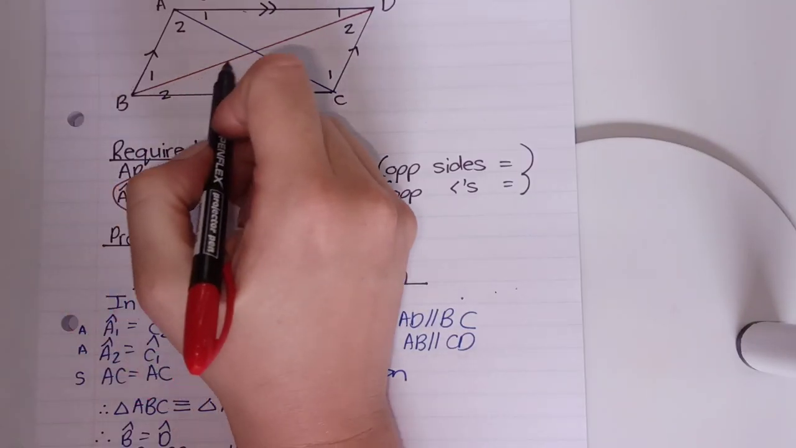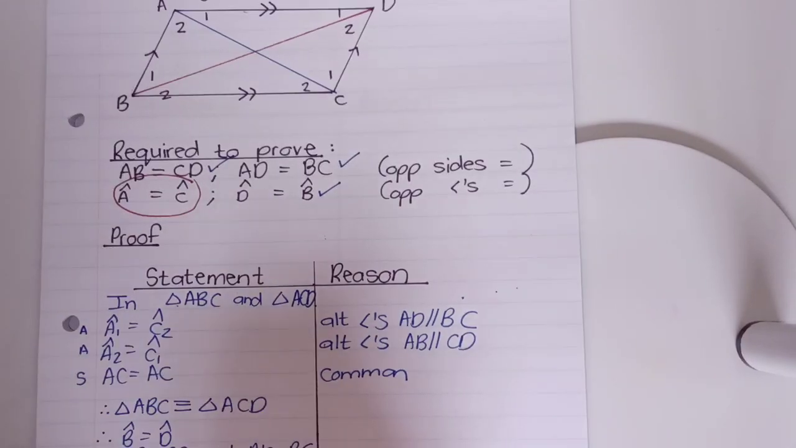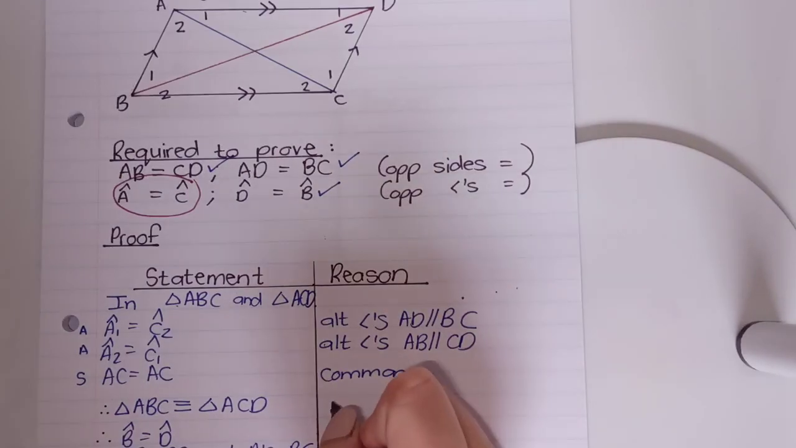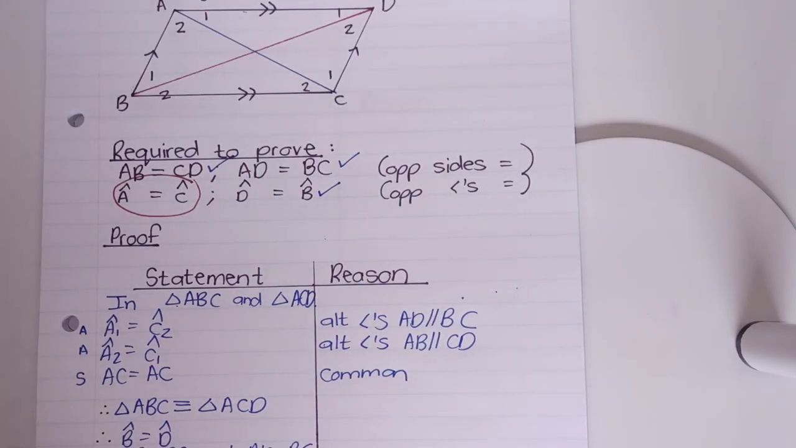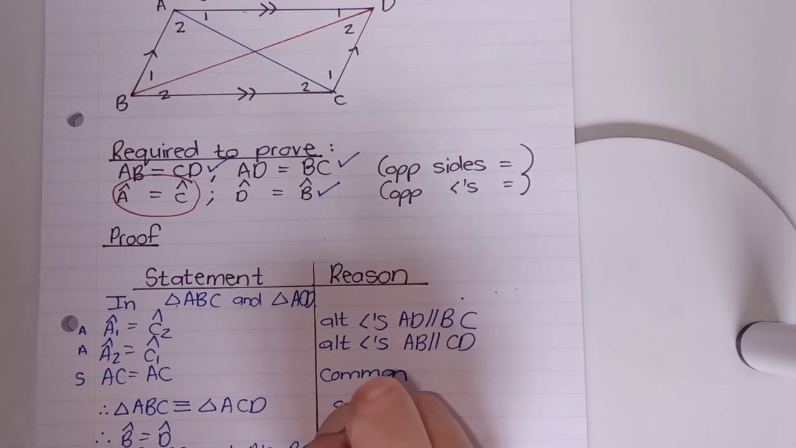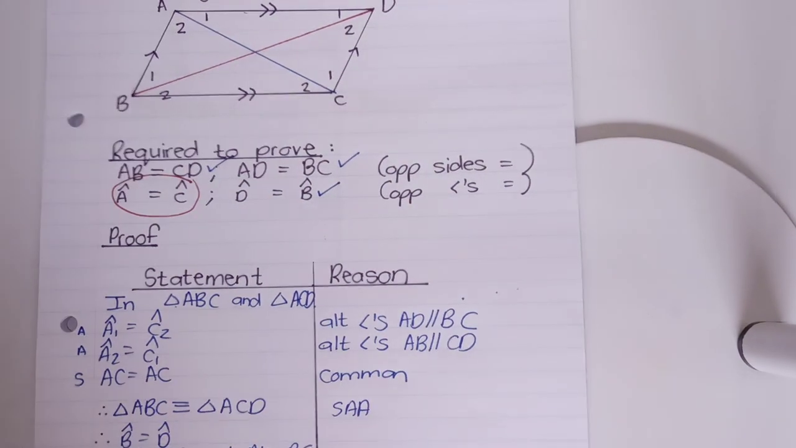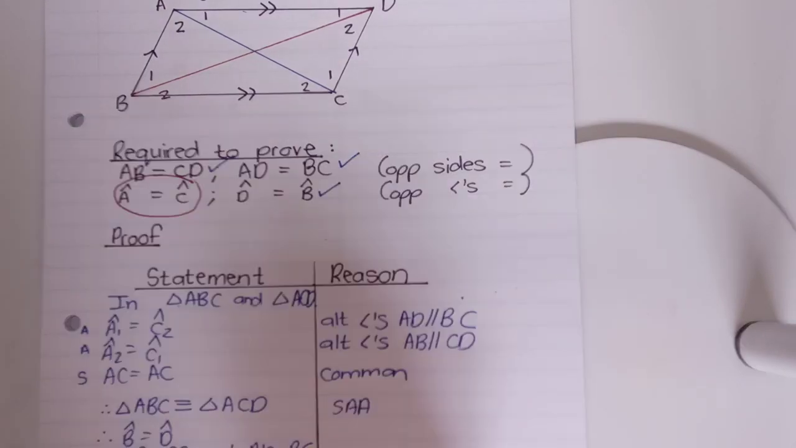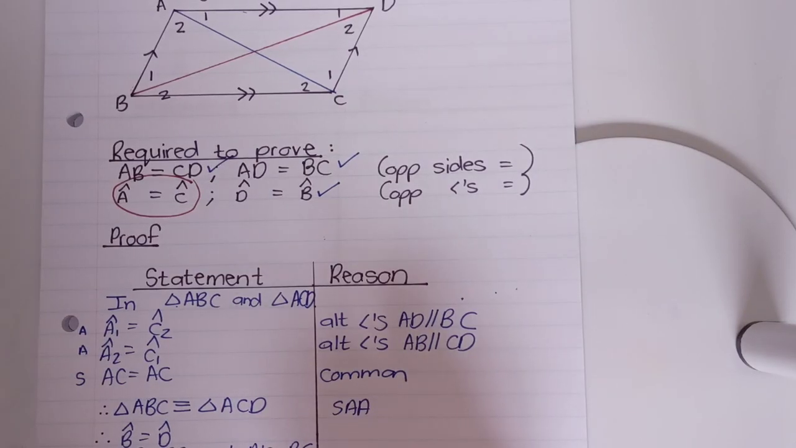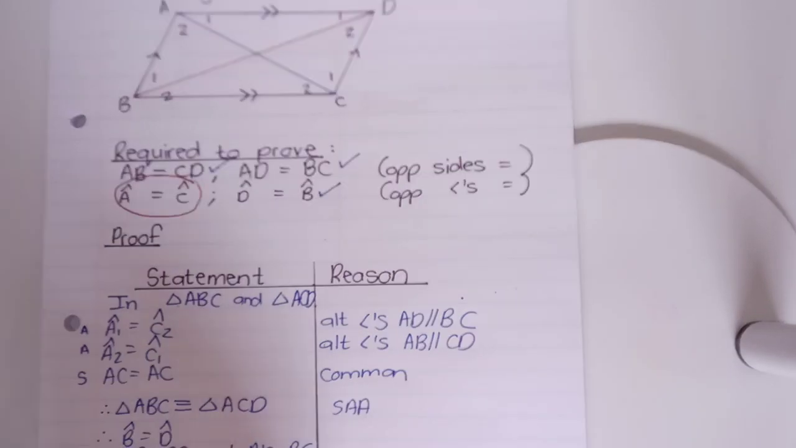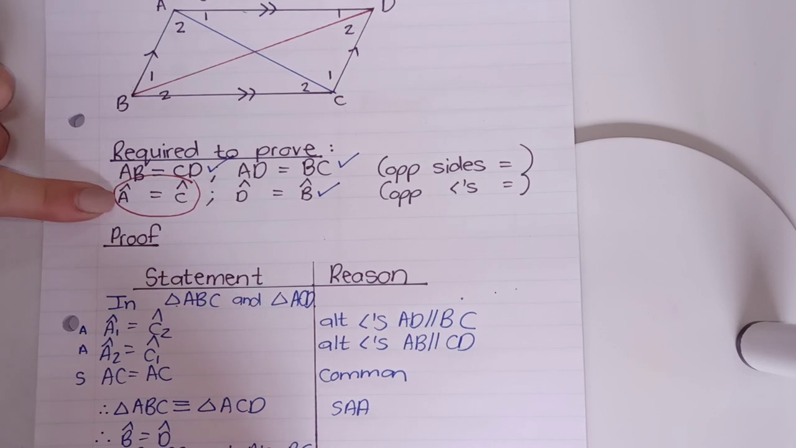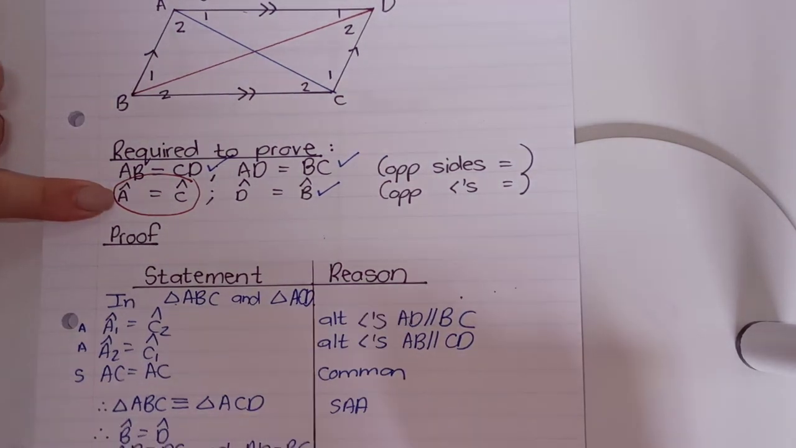And then we would use the common side. So we'd also have side, angle, angle. I didn't write it down here, my mistake. Why are they congruent? Because of side, angle, angle. And just like that, in the other red triangles, you can also prove that they're congruent through side, angle, angle. And therefore, what can you say? The remaining one is angle A is equal to angle C.